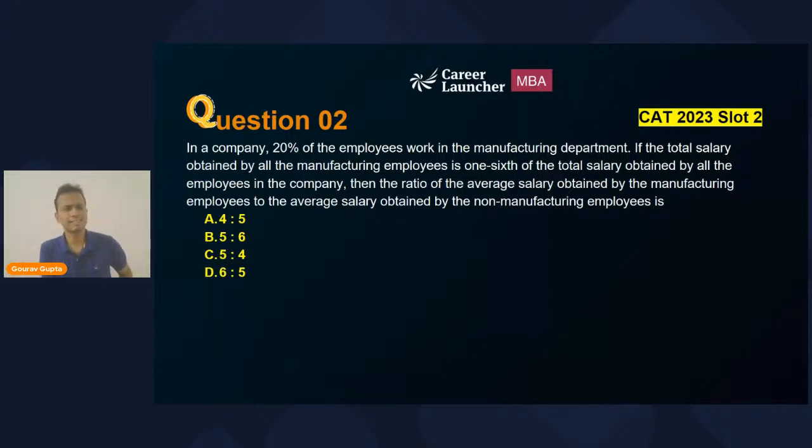Okay. So the question says that in a company, 20% of the employees work in the manufacturing department. If the total salary obtained by all manufacturing employees is one-sixth of the total salary obtained by all the employees in the company, then the ratio of the average salary obtained by manufacturing employees to the average salary obtained by non-manufacturing employees is equal to how much? CAT 2023 slot number 2. Can you expect an easier question than this?